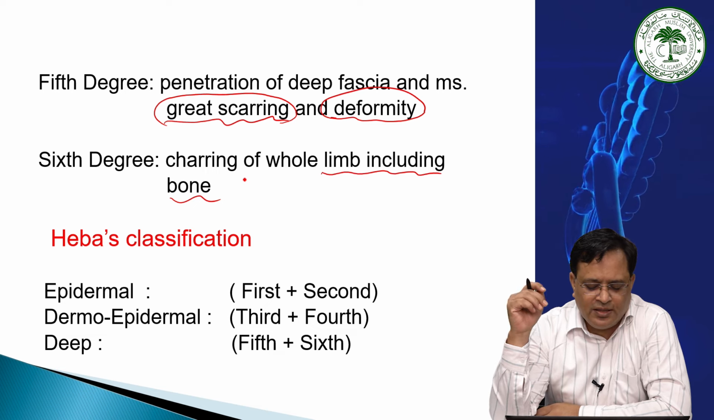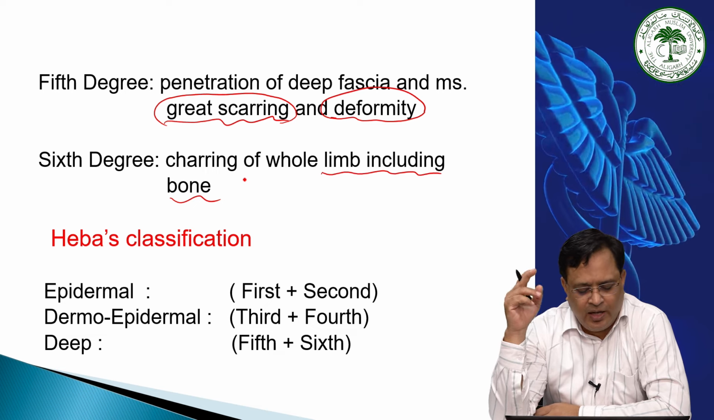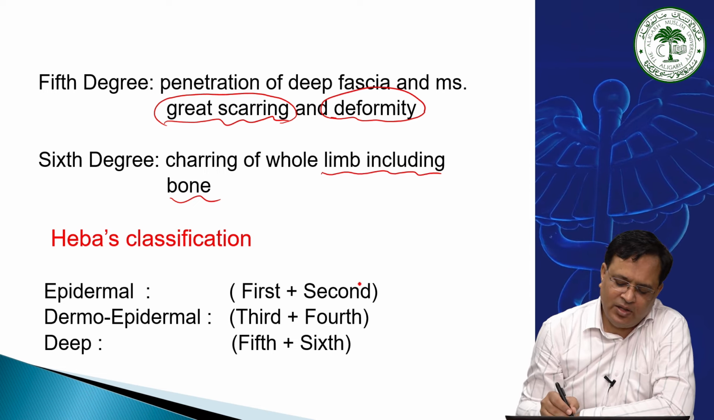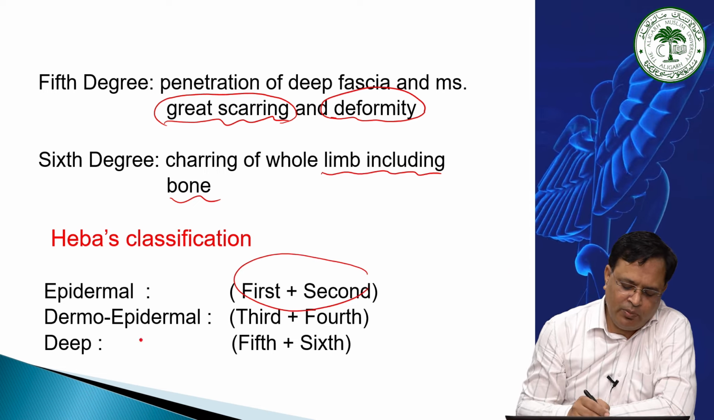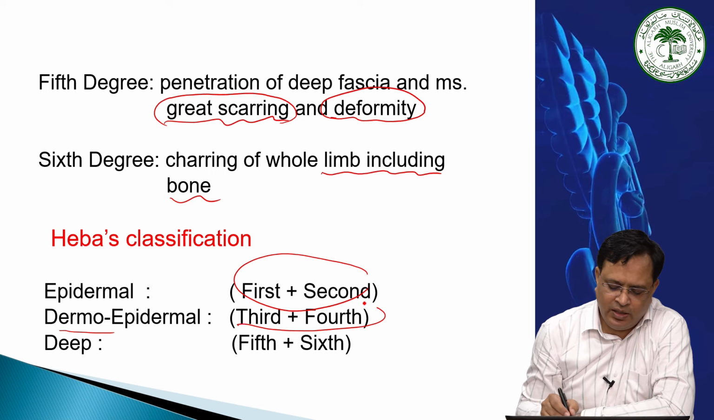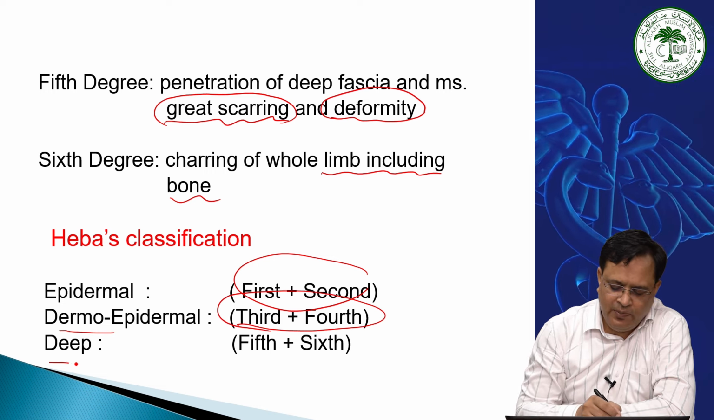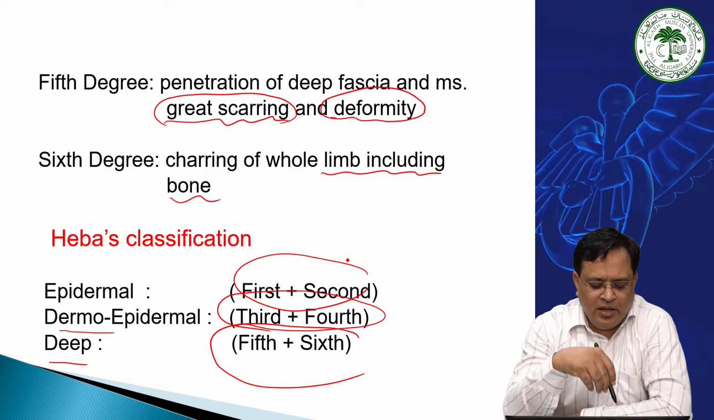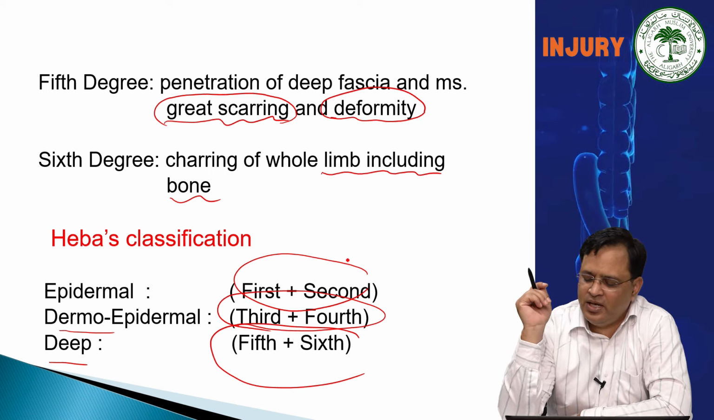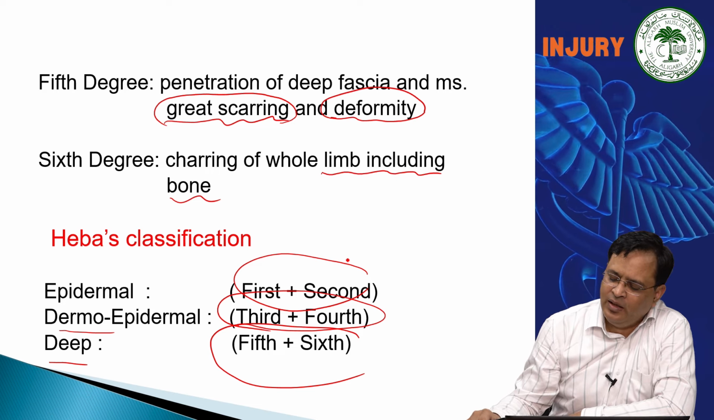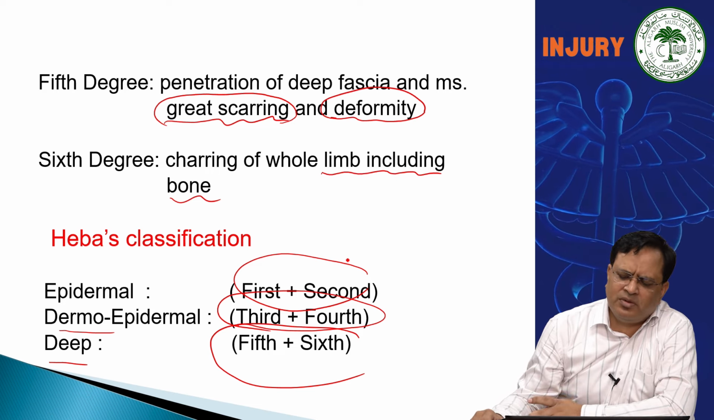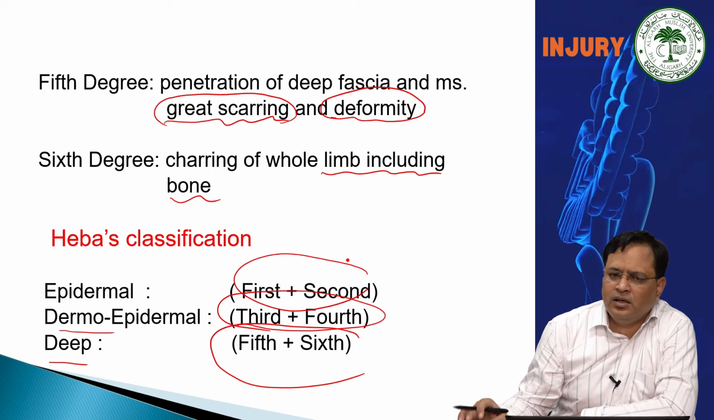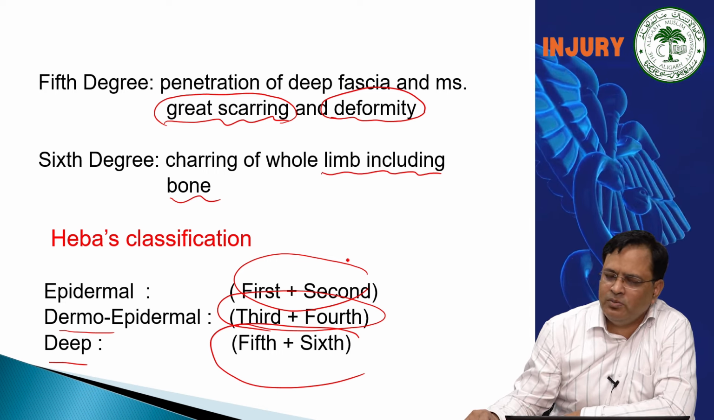Another classification is Hebra's classification: epidermal, that is first and second degree; dermoepidermal, that is fourth and fifth degree; and deep, that is fifth and sixth degree. These degrees can be clubbed into three categories in Hebra's classification, and it is sometimes handy to describe it, but a detailed description is always important.